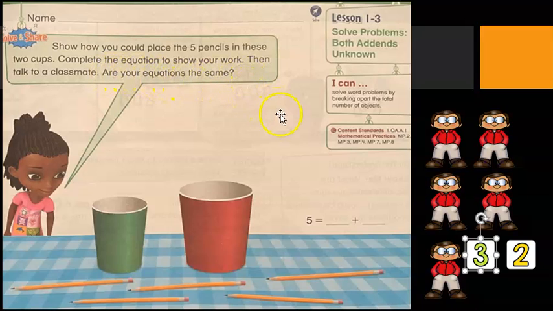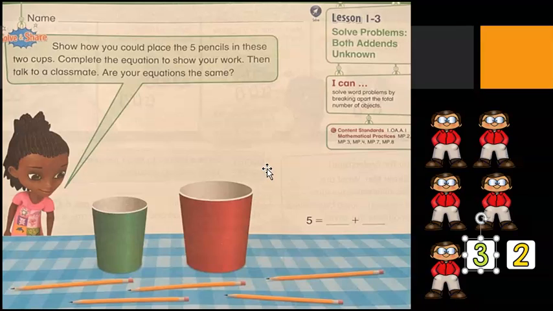Now, since we do not have any classmates just yet, we won't worry about that part, but we're going to continue with what Jada is asking us. She is saying, show how you could place the 5 pencils in these 2 cups. Now, here are the pencils. There's 5 of them. But boys and girls, Mr. Begay is going to turn this problem around.